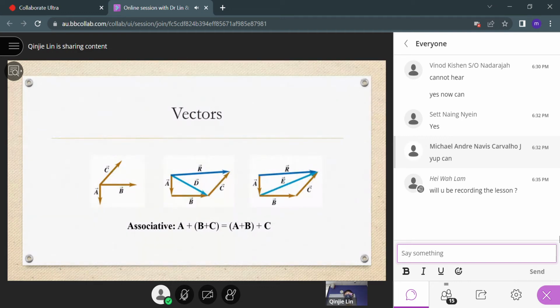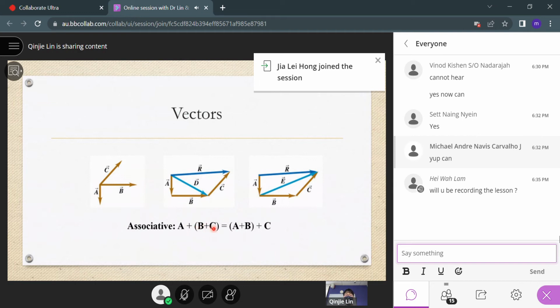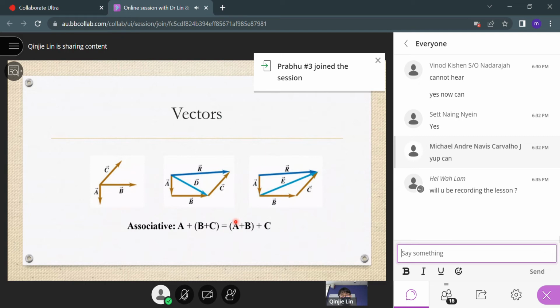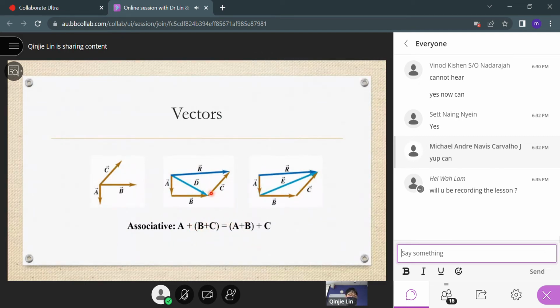Then vectors are also associative. That means if you have A plus B plus C, if you put the brackets differently, it should make sense also, like normal addition. Those in the bracket means you need to do them first. So let's say we have A, B, and C, they are vectors like that. This one is referring to this diagram, and this one is referring to this one.